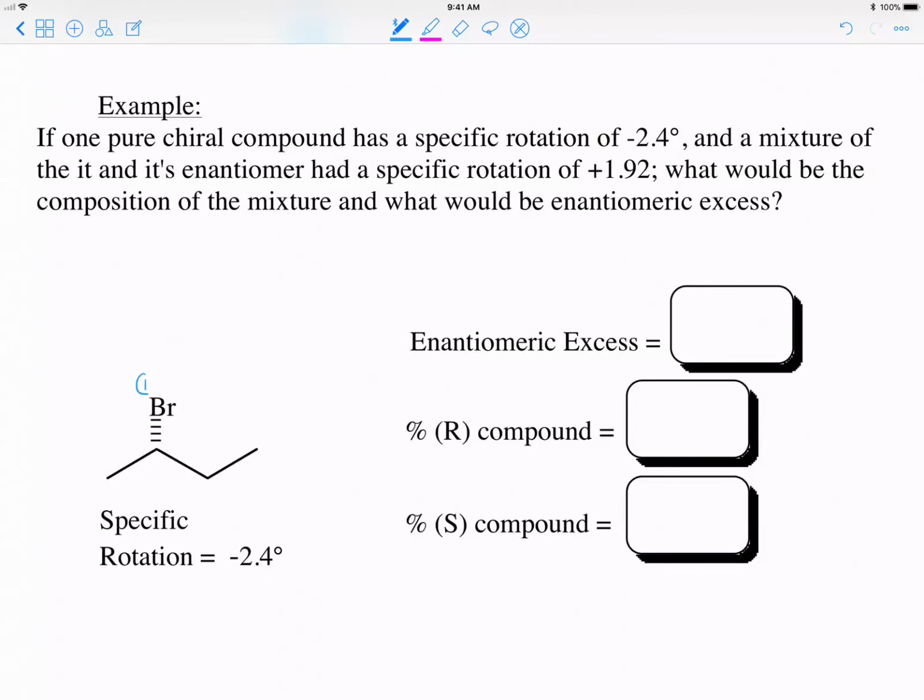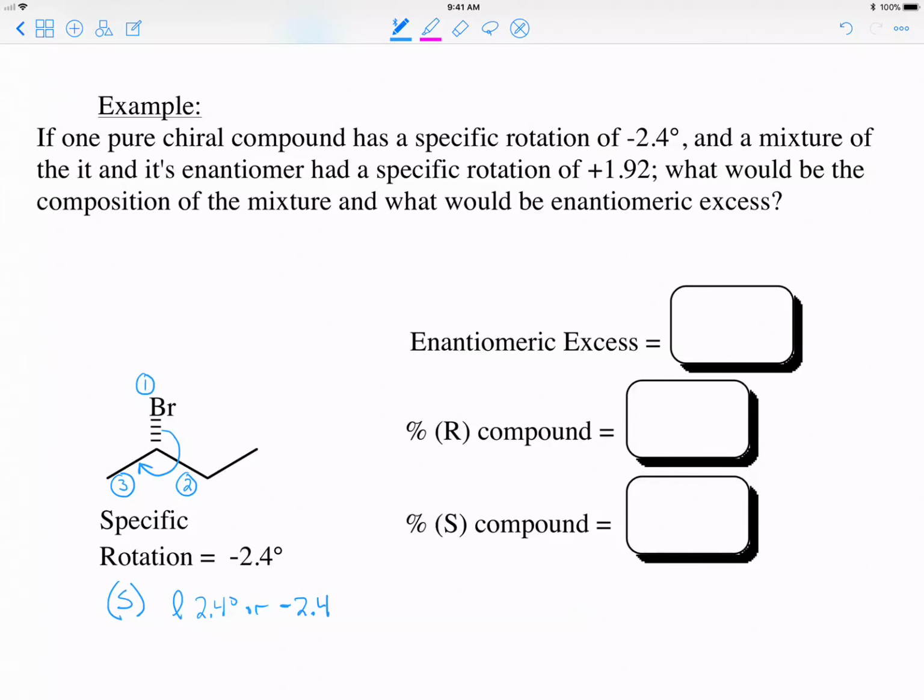I'm going to say that the bromine is my highest priority group, the ethyl group is my second, the methyl group is my third, and the hydrogen is coming out at me. That's my number 4 priority group. So if I go from 1 to 2 to 3, that looks clockwise, but since the hydrogen's coming out at me, it really should be counterclockwise, or this is the S compound. So in this particular case, the S compound rotates light levorotatory by 2.4 degrees, or minus 2.4 degrees.